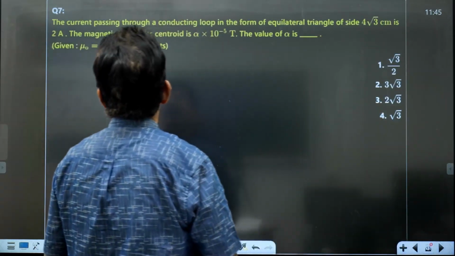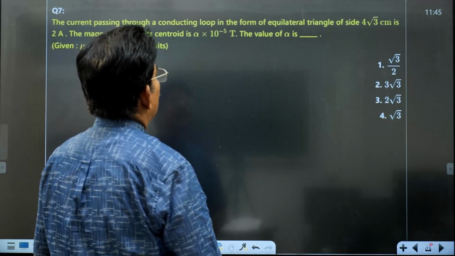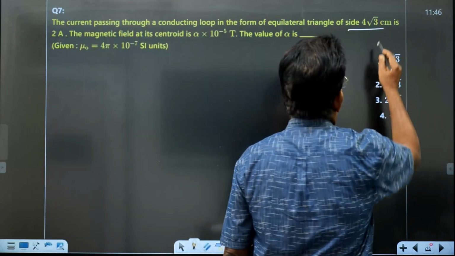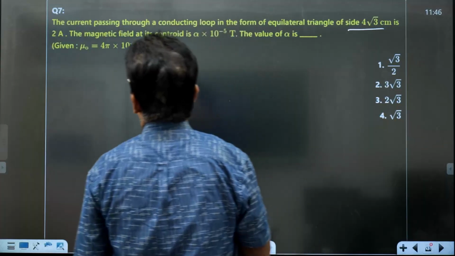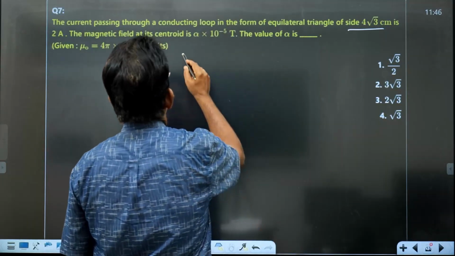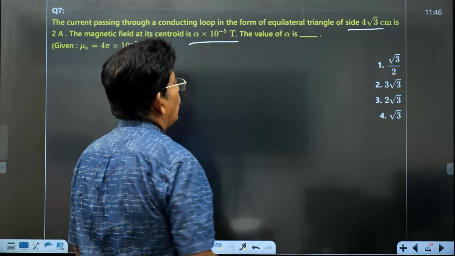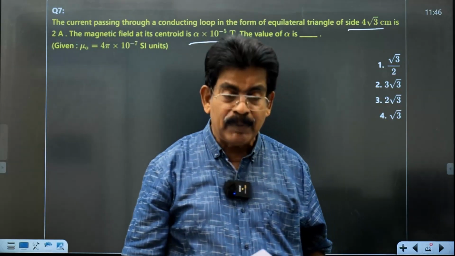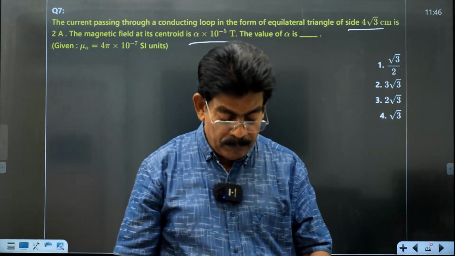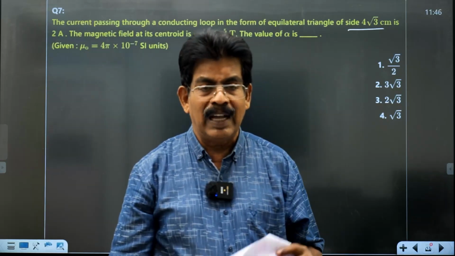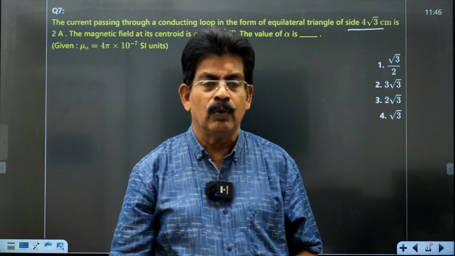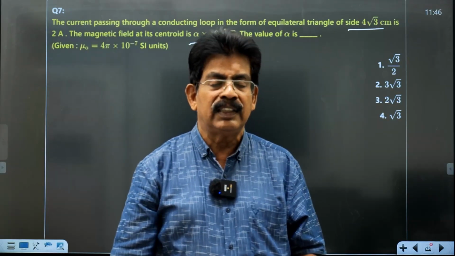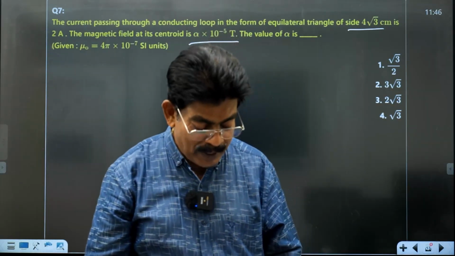A current carrying loop is in the form of an equilateral triangle of side 4 root 3 centimeter. The side is given to you as 4 root 3 centimeter and the current is 2 ampere. The magnetic field at the centroid is? This is very common, many even remember the answer. But better you derive it, or if you are good at memorizing, it will be very good. Equilateral triangle center point, what will be the magnetic field?